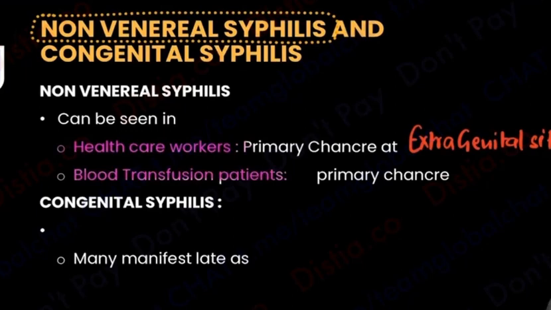There is no body to body touch. So this means there is not going to be any primary chancre. So these are some exceptions. If it is a non-venereal route, for healthcare workers, you check out for extragenital sites. For blood transfusion patients, there will not be any primary chancre.